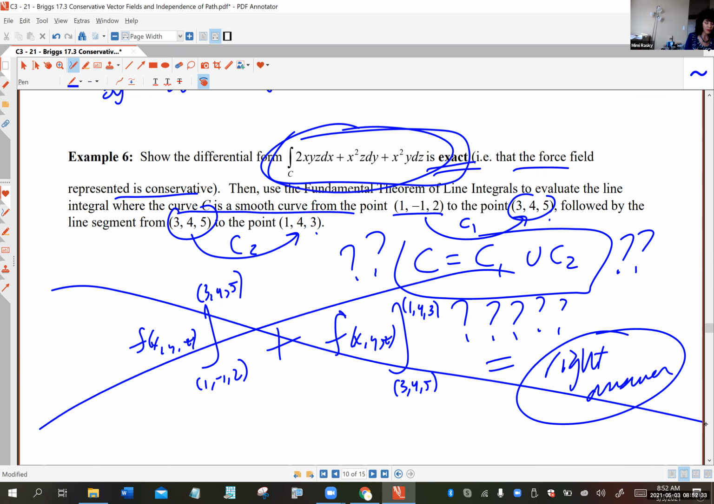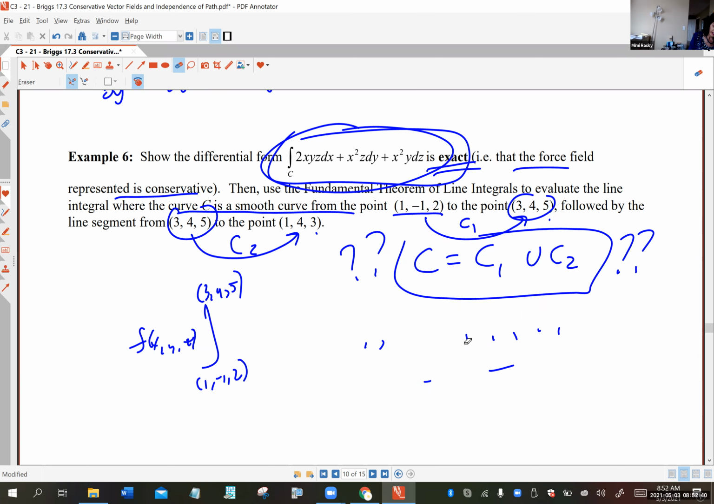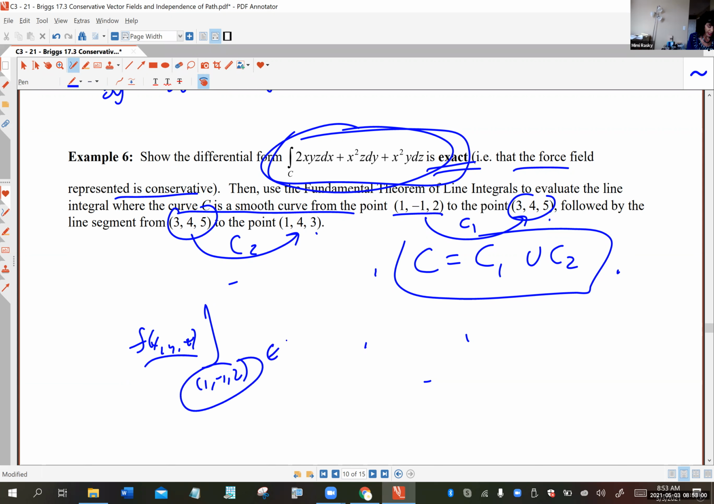That's wasting valuable time. Well, why? Because look, you only need to care about the beginning and ending spots. You don't care about the layovers when it's conservative. Now, folks, if this vector field weren't conservative, oh yes, you would have to care about any intermediate stop. But here, we're just going to find the potential function, and we'll care about the beginning point and the final ending point right here.